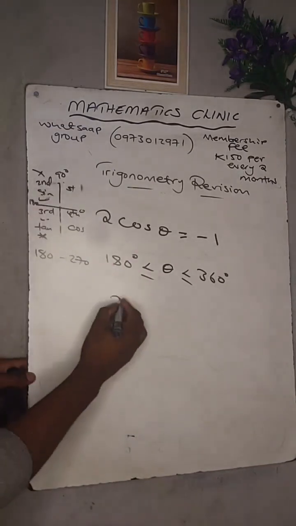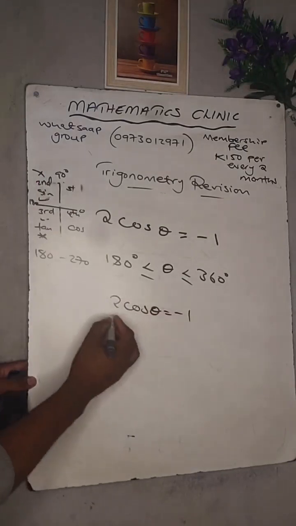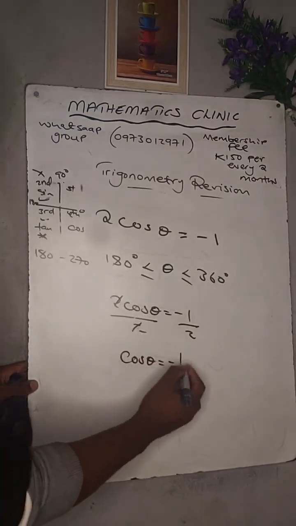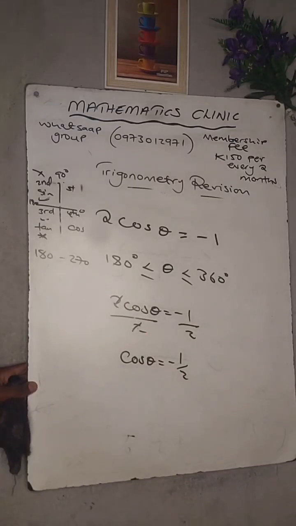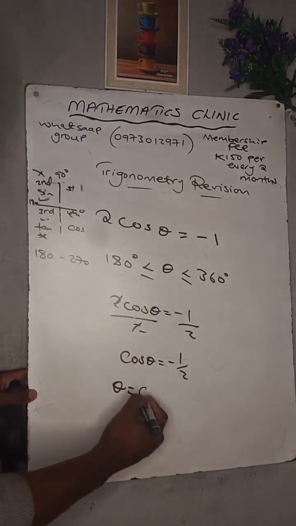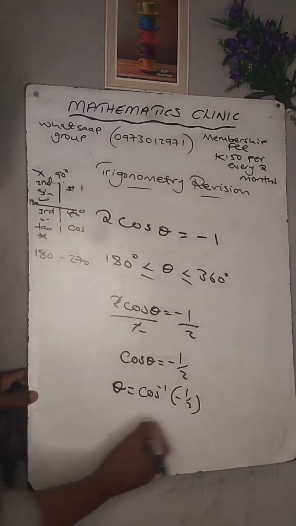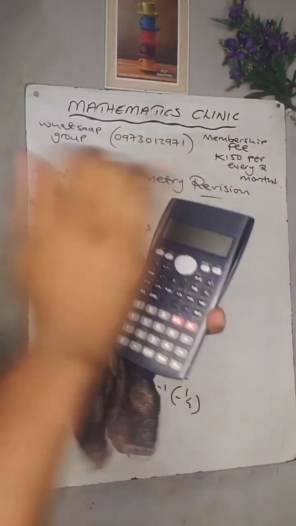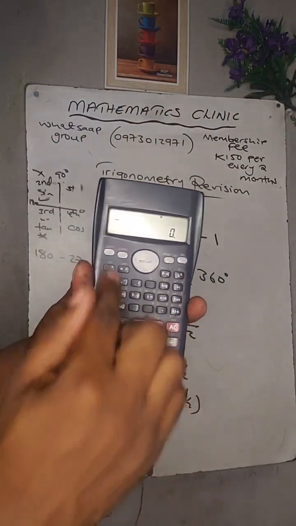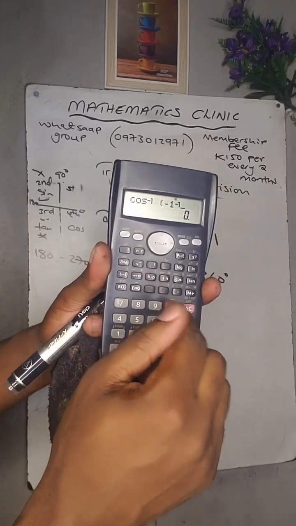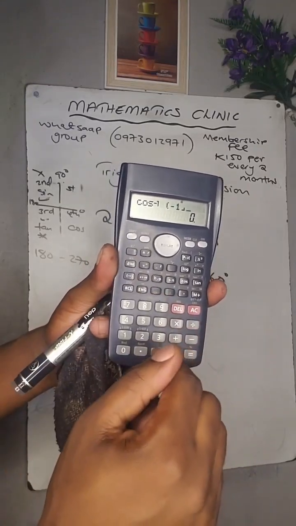So we are going to say now, 2 cos theta is equal to -1. Divide both sides by 2. Now you have cos theta is equal to -1/2. Then we say theta is equal to cos inverse of -1/2. On the calculator, shift cos, open bracket, -1 over 2.